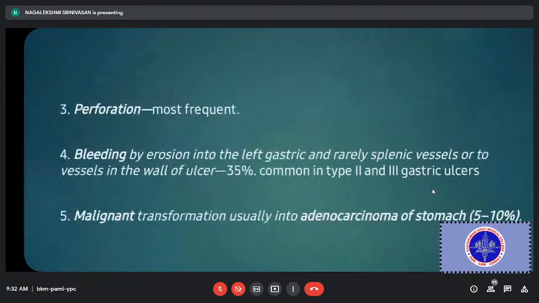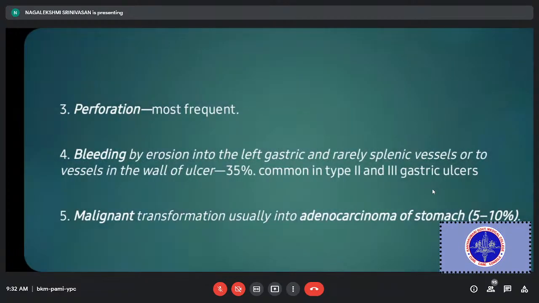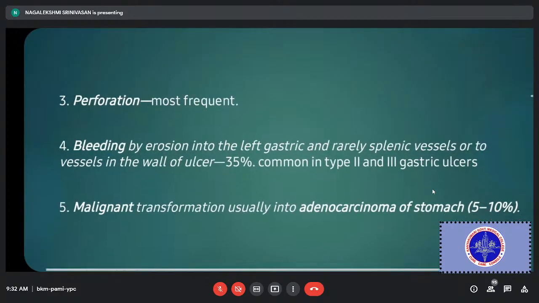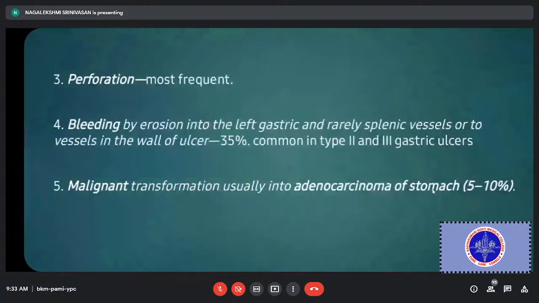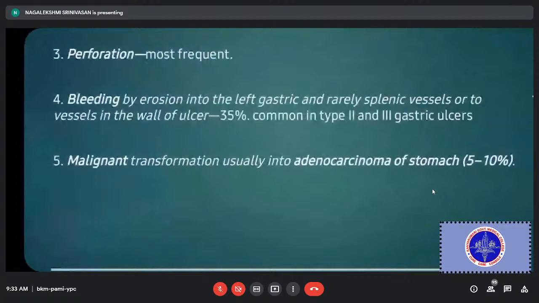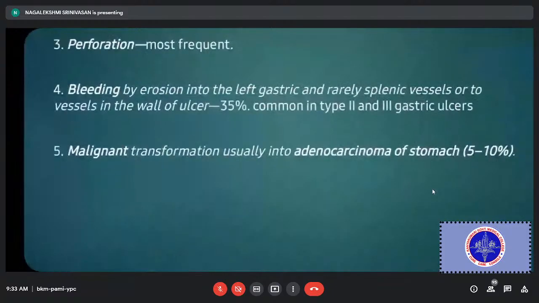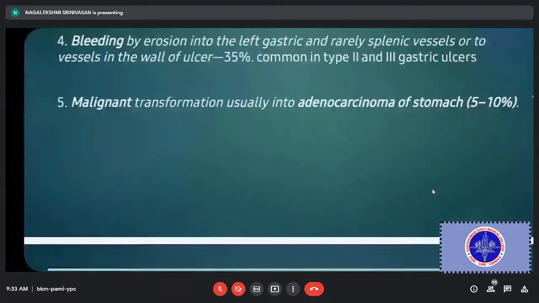Okay. Next is perforation. This is the most frequent clinical case we get, because a duodenal ulcer or gastric ulcer will be perforating. There can be bleeding by erosion of the left gastric artery in the case of gastric ulcers, or rarely the splenic vessels, and the vessels in the wall of the ulcer. It is more common in type 2 and type 3 gastric ulcers, with hyperacid secretion. Malignant transformation, usually to adenocarcinoma of the stomach, occurs in 5 to 10%.